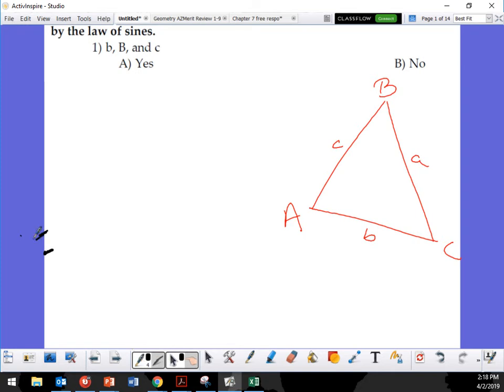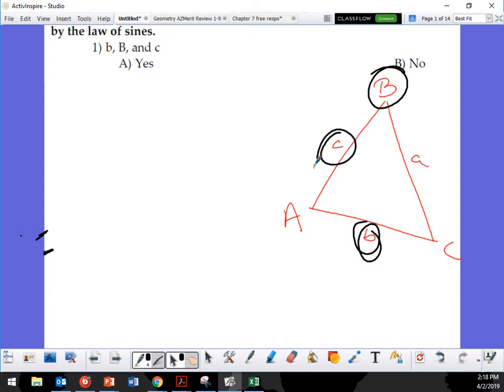All right, so let's see what we have. We have a little b. We have a big B. And we have a little c. What do we have? Side, side, angle, or angle, side, side.